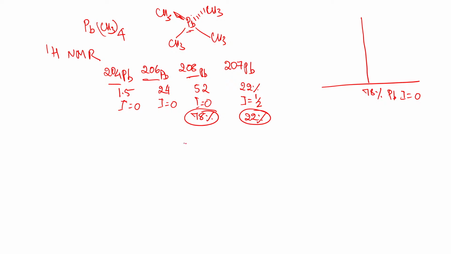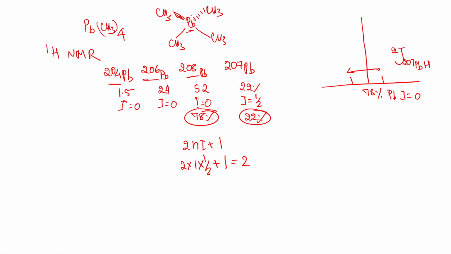Again, this is 1. Now you go with the simple 2nI plus 1 rule here. 2 into 1 lead is there, and its spin is half, so it becomes 2. So this one would appear something like this here. Whatever this spacing is, this is called 2J Pb 207 H coupling. Okay, so now this is how the spectrum would look like.